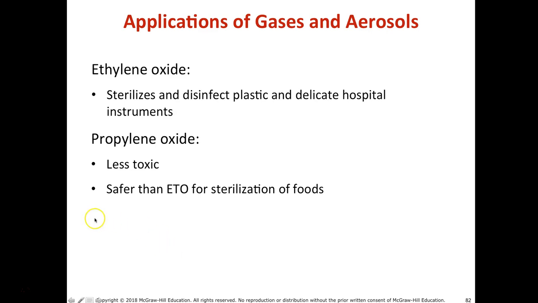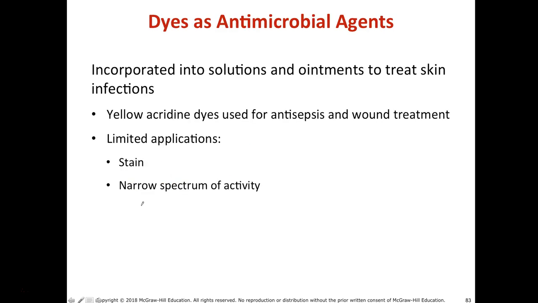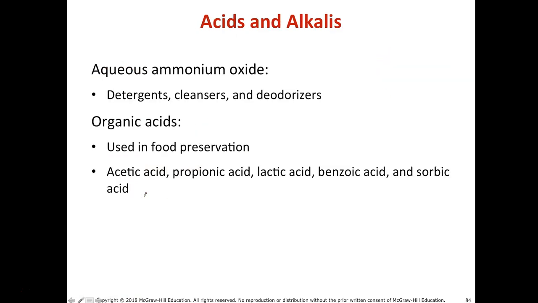Here is another part that we are going to cross off. My pen went away. Propylene oxide, don't worry too much about it. Basically, it does similar things as ethylene oxide, but it's safer to use and less toxic. Let's also get rid of these dyes. Okay, so don't worry about this slide. We're going to cross this off. And also we could cross off the acids and alkalis.